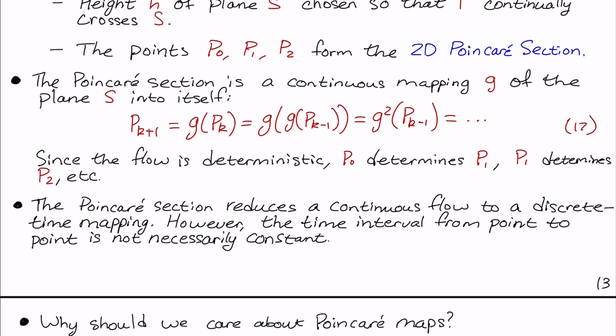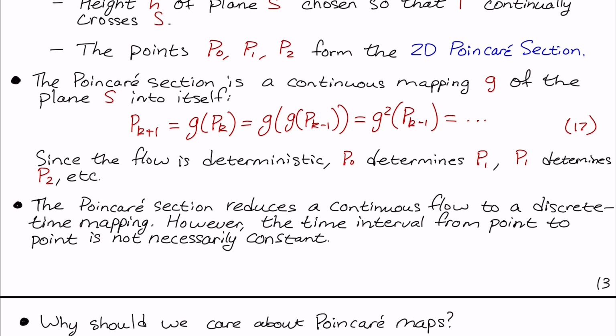So the nice thing about Poincare sections and Poincare maps is that they reduce the continuous flow of some vector field to a discrete time mapping. The downside is that the time interval between each point is not necessarily constant, and you may not necessarily know what that actually looks like as well.